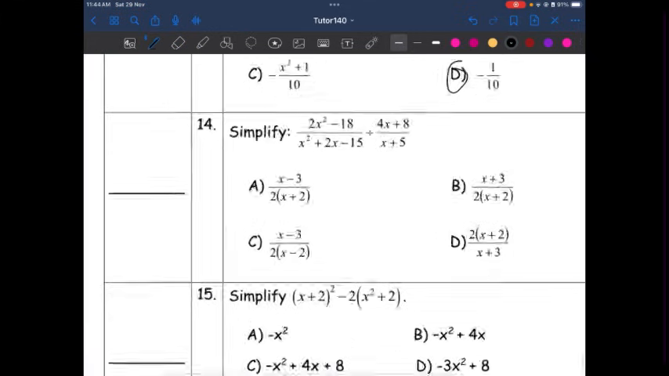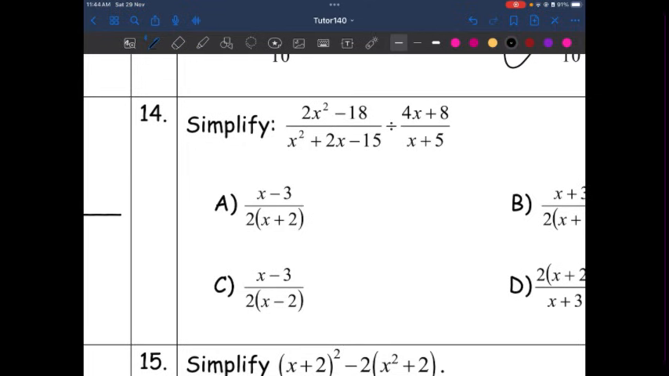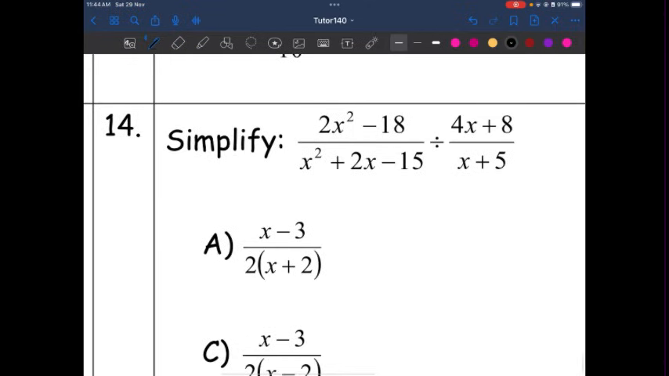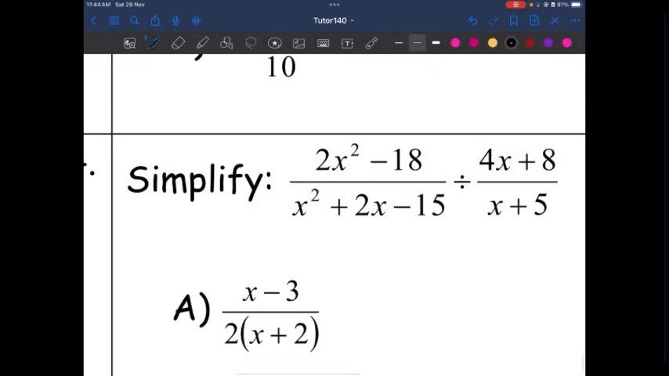So what we're going to do now is, again, factor. This is 2x squared minus 9. Again, this is the difference of two squares. So that's 2x minus 3, x plus 3.